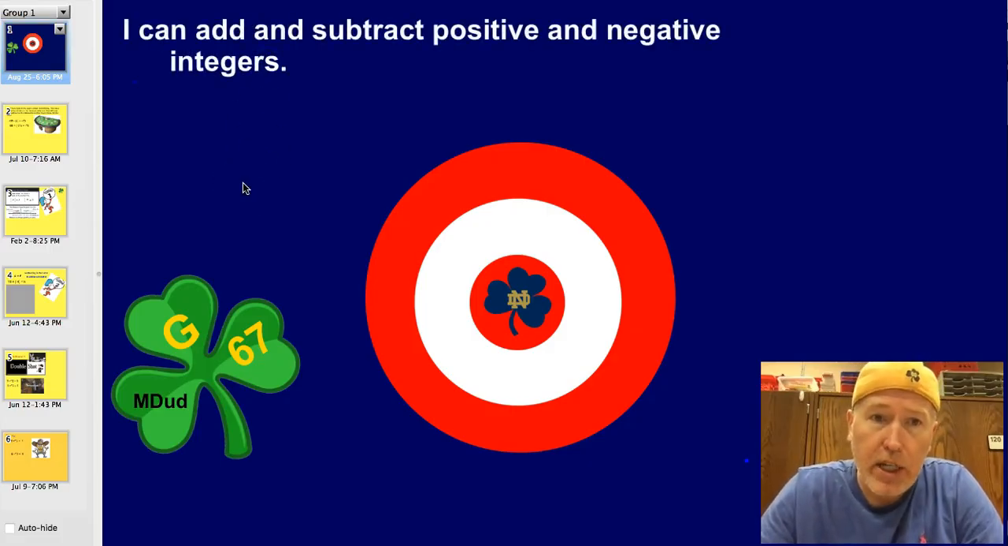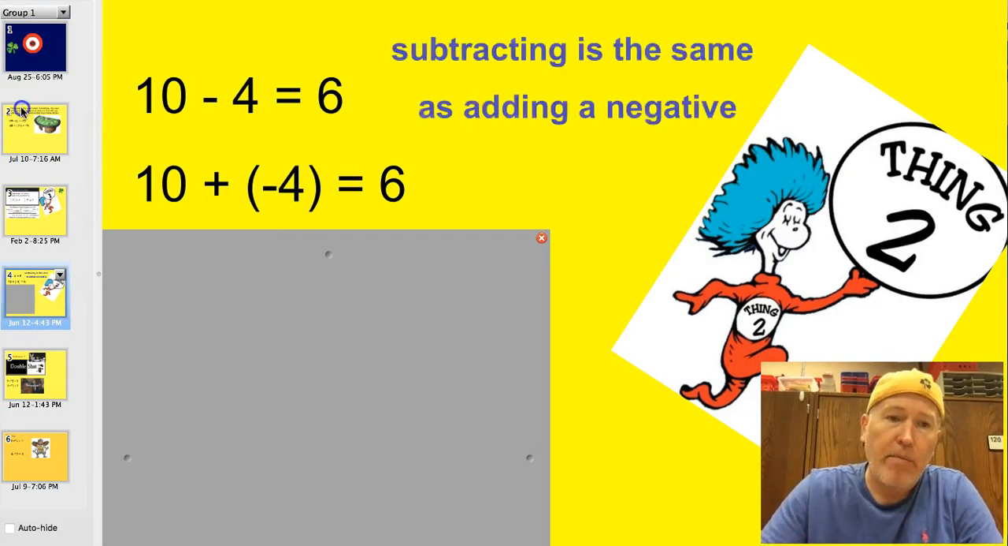Officially tonight, our target is, I can add and subtract positive and negative integers. On 3, 1, 2, 3. Let's do this thing. All right, starting off with a real-life problem here today.